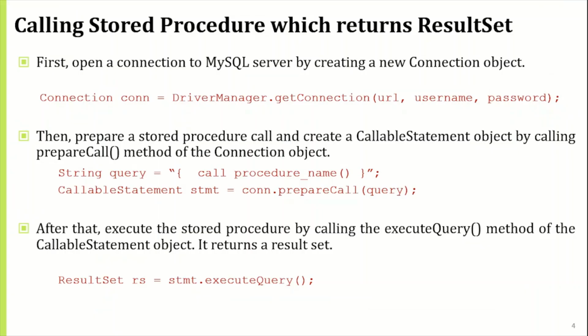Next, we are going to implement a JDBC callable statement to call the stored procedure which returns a result set. First, we need to create a connection object. Then we need to prepare a procedure call and callable statement object with the help of prepareCall method. Then we need to execute the stored procedure by using the method executeQuery. Finally, the method will return a result set.